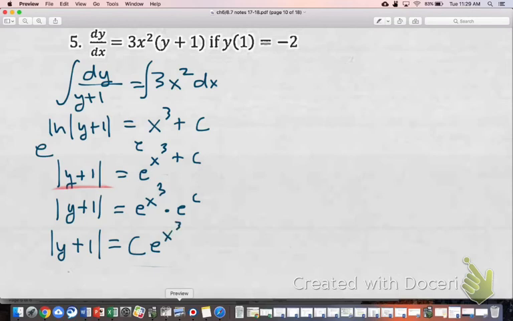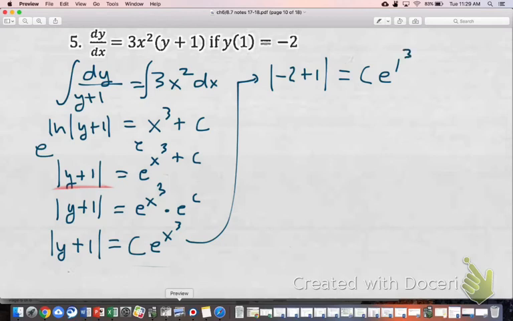I just don't see a way that you could get away with not evaluating the absolute values and still get it correct. So I think maybe this would be the place where you'd have to plug in your initial condition. So if you did that, you'd get negative 2 plus 1 in the absolute values equals c e to the 1, right? 1 cubed. And so this would just be 1 equals ce. So 1 over e equals c.